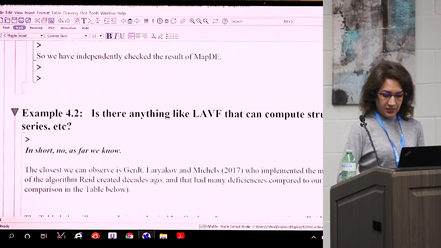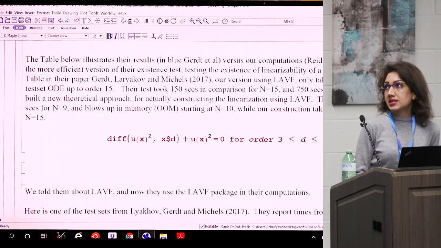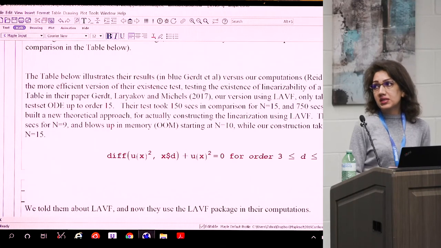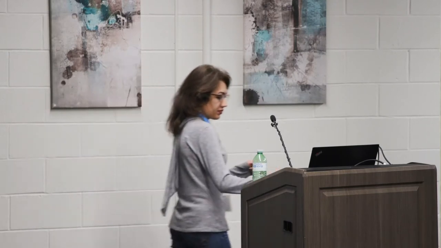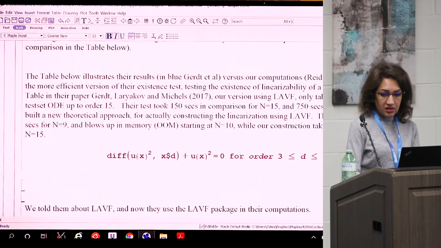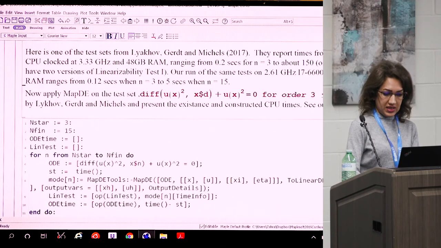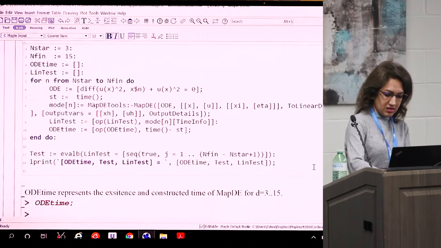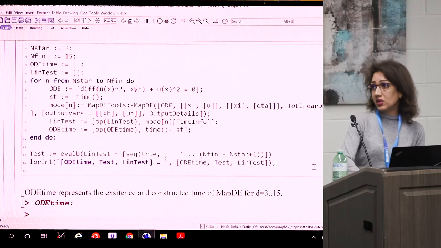And this is the nice example. This is the test from the Lakoff, Gerdt and Michel paper. They use this ODE with the order between 3 and 15, and in their computation, they ran out of memory for orders bigger than 10, but now if we execute MACDE on all of that from 3 to 15, it doesn't take a lot of time, just I think 2 minutes.